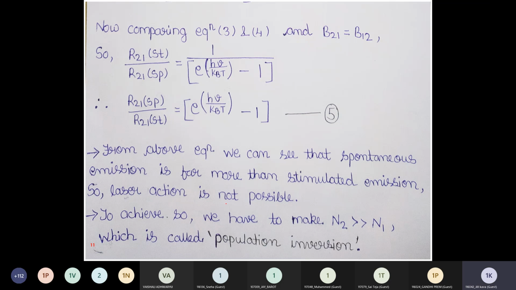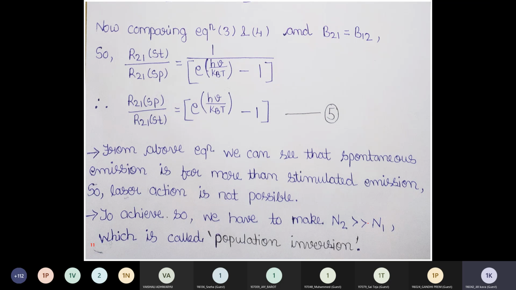So to make the laser action, we have to make N2 greater than N1. It means we have to make the population of atoms at the high excited state more than the ground state, which is known as population inversion. We have to make the population of N2 more than N1.